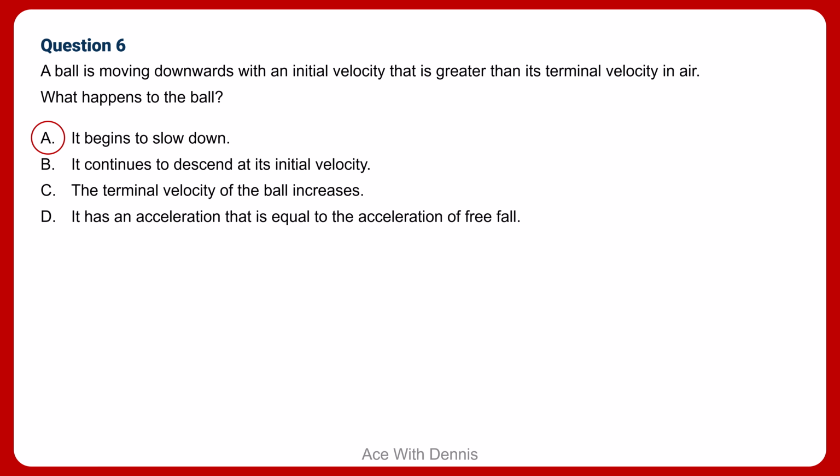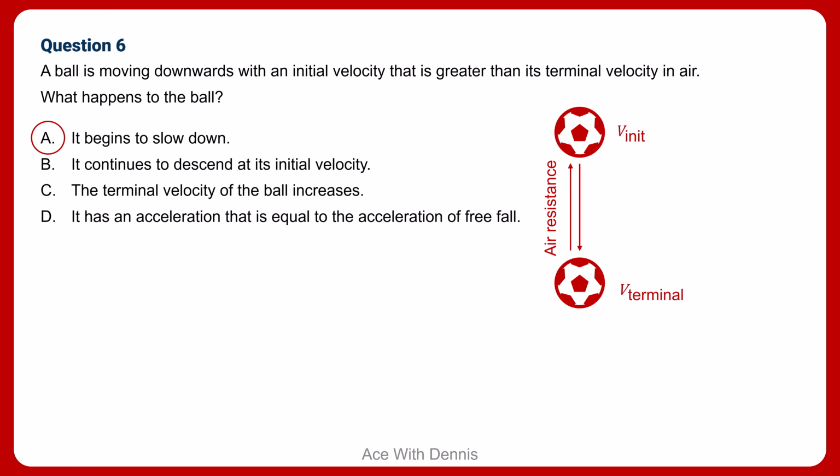The answer is A. It begins to slow down. So this is a free fall concept where a ball falls down at initial velocity. As it falls down, it experiences air resistance until it reaches the terminal velocity. The initial velocity is greater than the terminal velocity, which means that it has negative acceleration, or it decelerates, which means that the ball slows down. Hence, the answer is A. It begins to slow down.